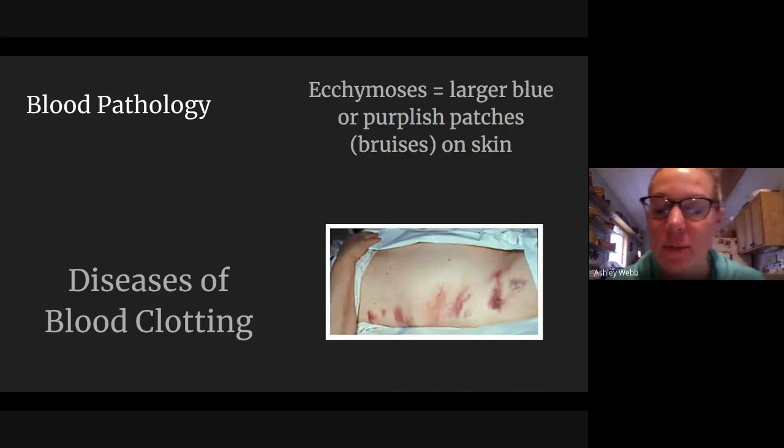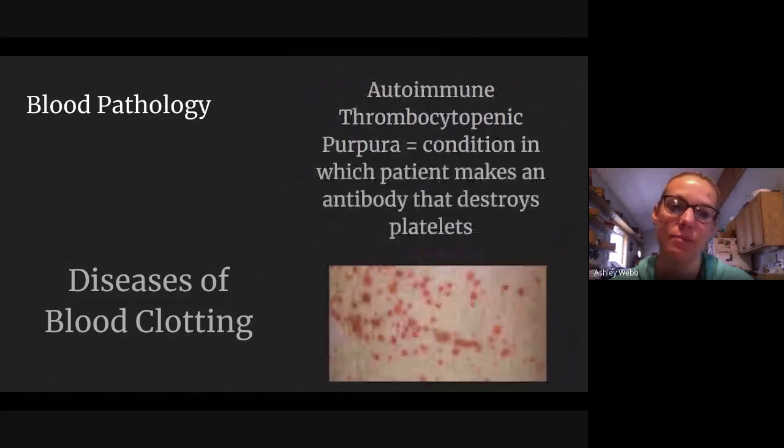The next term, and again, it's not really a disease, but a term that talks about a symptom. Ecchymosis are larger blue or purplish patches. They're also known as bruises. You can see on this person, they have multiple bruises, large patches of reddish, purplish, bluish spots on the skin.